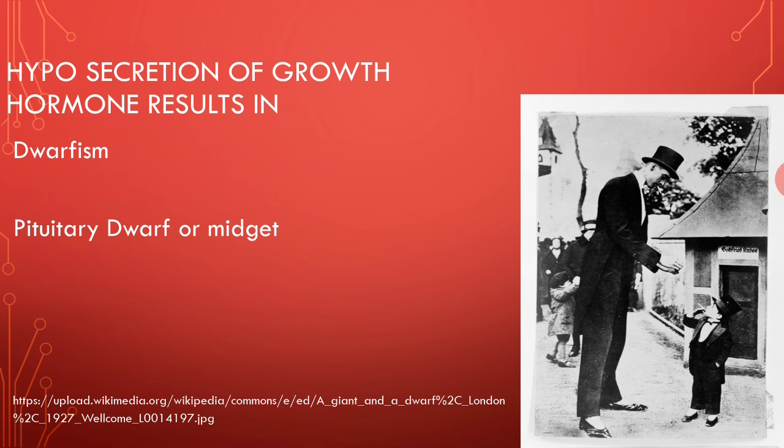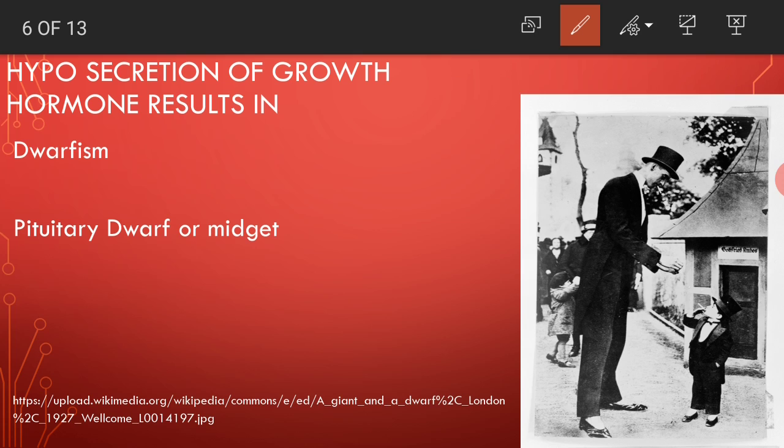Hyposecretion of growth hormone results in dwarfism. Dwarfism means retarded growth. And the individuals who are suffering from this dwarfism are known as pituitary dwarfs or midgets. So hyposecretion means less secretion of growth hormone results in dwarfism, and the individuals who are suffering from this dwarfism are known as pituitary dwarfs or midgets.